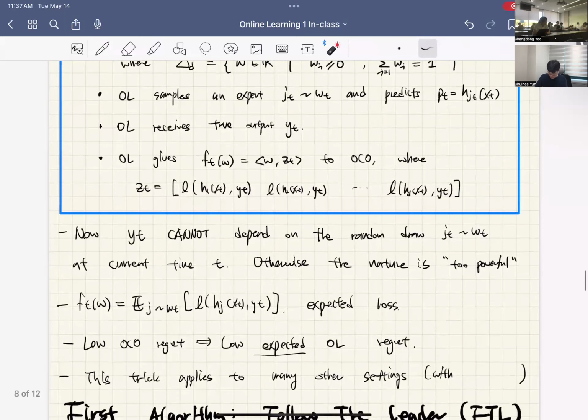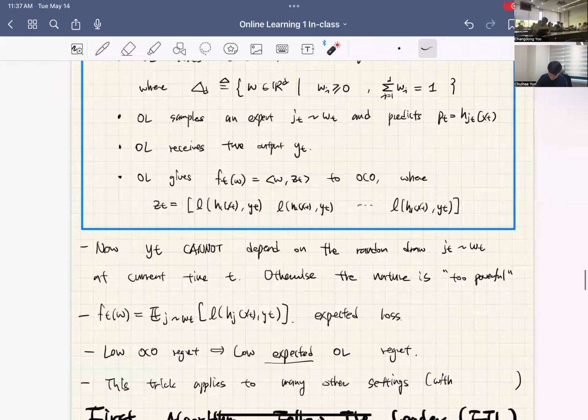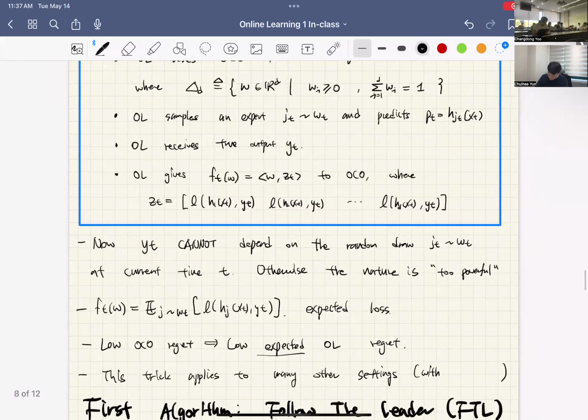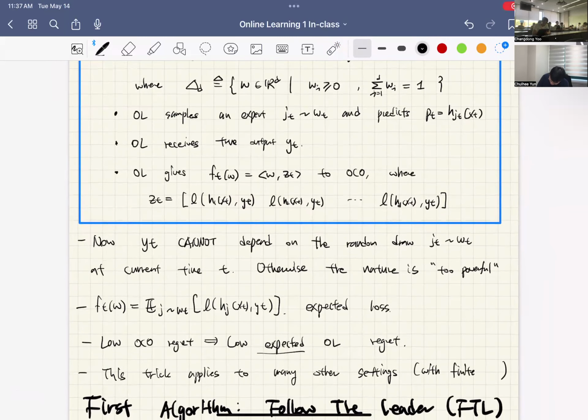So this trick actually applies to many other settings outside this online classification with expert advice, provided that the hypothesis class H is finite. Okay? So the loss doesn't have to be the 0-1 loss. It works for any bounded loss, but the crucial requirement is that the set of experts, the hypothesis class H, must be finite, because we have to work with a finite dimensional probability distribution.